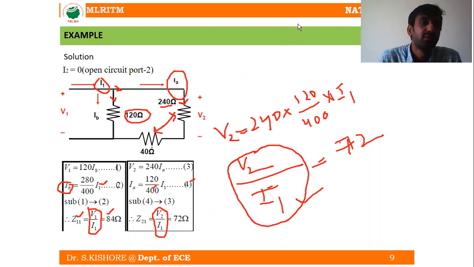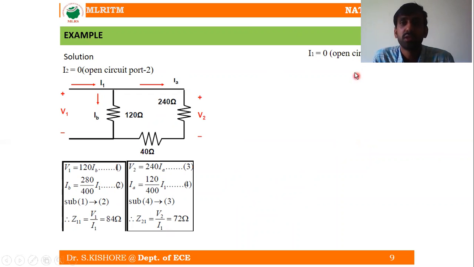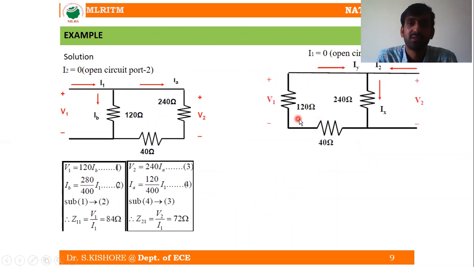Right. So now let us obtain the other two parameters. How to obtain the other two parameters? By considering the other port as open circuit. What is the other port here? Now here we have considered port 2 as the open circuit. Now let us consider the port 1 as the open circuit, so the circuit can be drawn as like this.